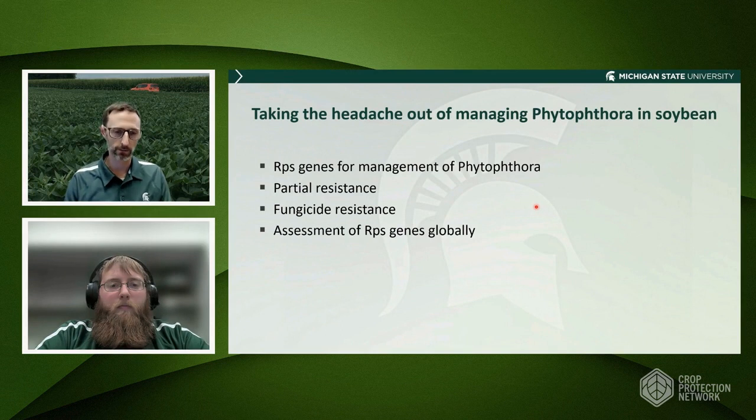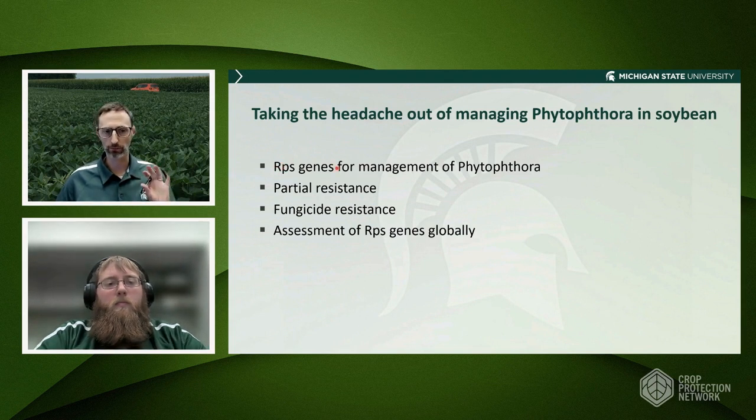So let's get started. Just in general, this is what we're going to cover today. We're going to give you some of the behind the scenes work that Austin did to try and address some of the management concerns we have in Phytophthora. We'll talk about some of the RPS genes for management of Phytophthora, what they are. We'll talk about partial resistance or field tolerance, as it's also known. Some fungicide resistance work that Austin did, and then some really exciting work that he's currently looking at in terms of assessing these RPS genes, not just in the US, but globally.